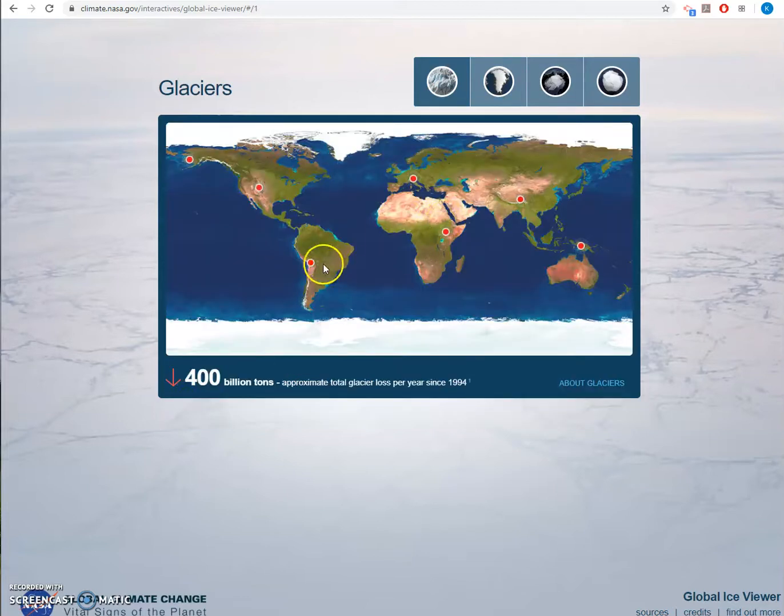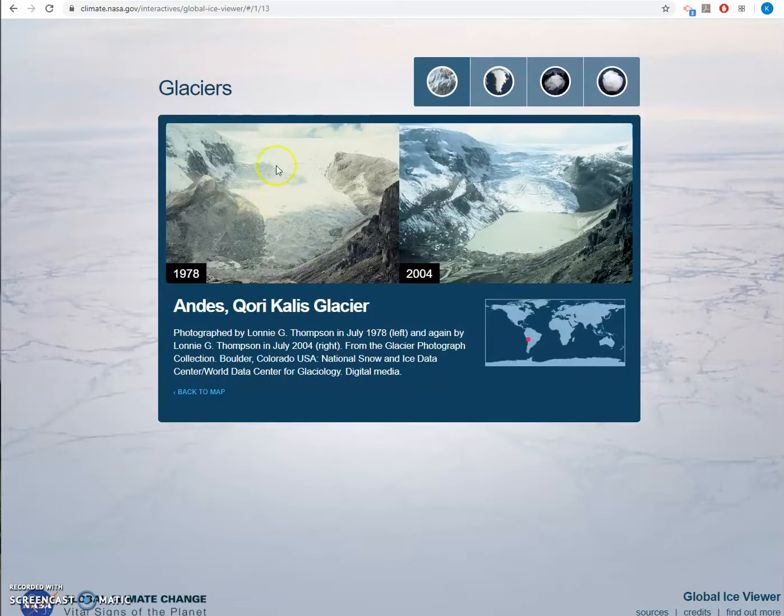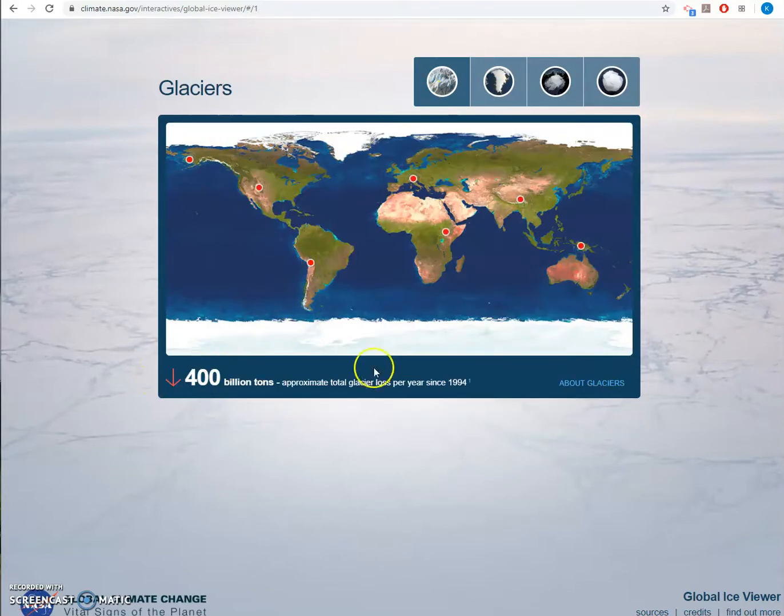We can go back to the map. We can look in the Andes. This one's pretty insane. Here you've got a glacier in the Andes in 1978, and here it is in 2004. It's mostly a lake now. Okay, so that's kind of what we're looking at here. You can actually see we've lost tons and tons, even billions of tons of ice since 1994, it says.